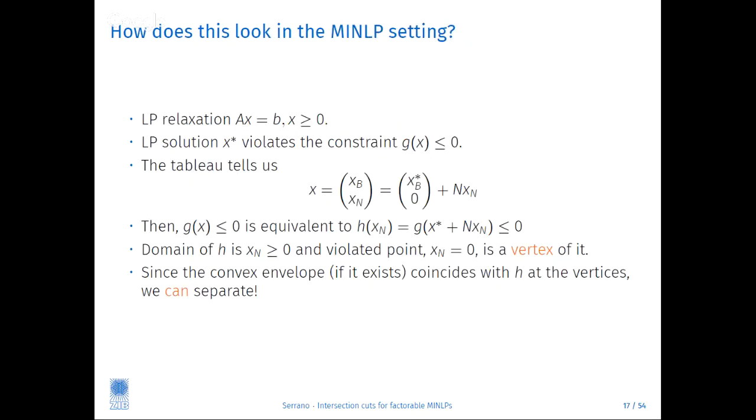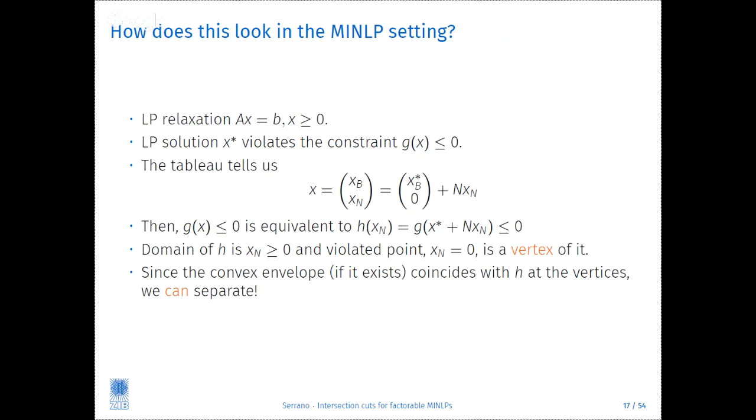So let's do the same for the MINLP setting. We saw the relaxation on the tableau will tell us that all the variables are equal to some point plus the rest of the tableau. Usually one writes only the basic variables equal to a function of the non-basic variables, but here I'm including all of them, the basic and the non-basic variables. Then this constraint is equivalent to this new constraint, only on the non-basic variables.